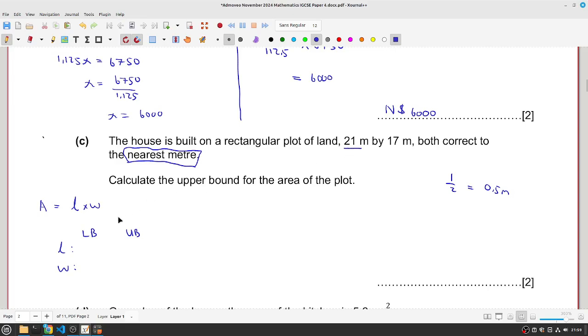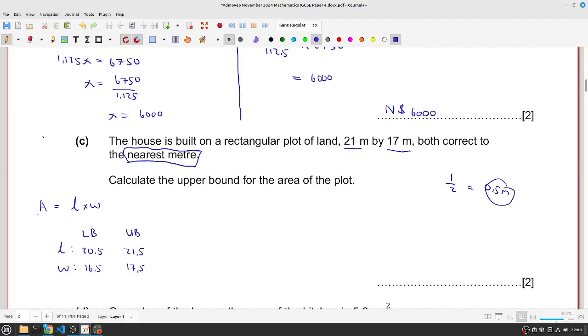So the lower bound would be 21 minus 0.5, which is 20.5. The upper bound would be 21 plus 0.5, so 21.5. Then we can do the same for the width. Now the width is also correct to the nearest meter, so it's also going to be 0.5 meters, so we add and subtract. So lower bound for 17 with a 0.5 accuracy will be 16.5, and the upper bound 17 plus 0.5, 17.5. Okay, now we have all the bounds.